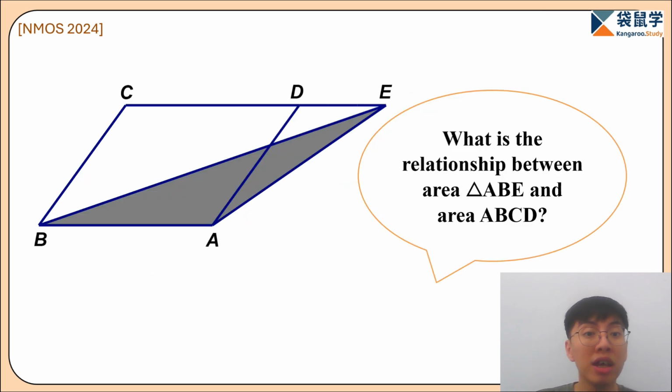In this example, we have another triangle ABE, and we also want to find the relationship between this triangle ABE and the area of the parallelogram ABCD. If you look at it, it seems like this triangle is a tooth that has grown out of your mouth. Well, don't worry. Let's look at how we solve this question.